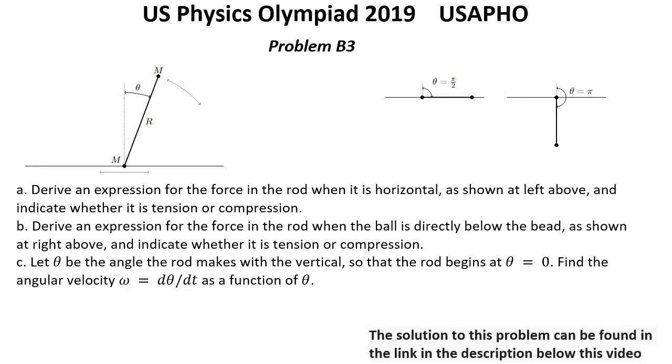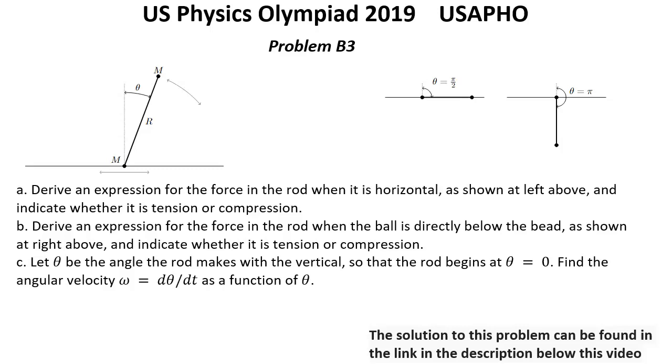Question A. Derive an expression for the force in the rod when it is horizontal, as shown at the left above, and indicate whether it is tension or compression. Question B. Derive an expression for the force in the rod when the ball is directly below the bead, as shown at the right above, and indicate whether it is tension or compression.